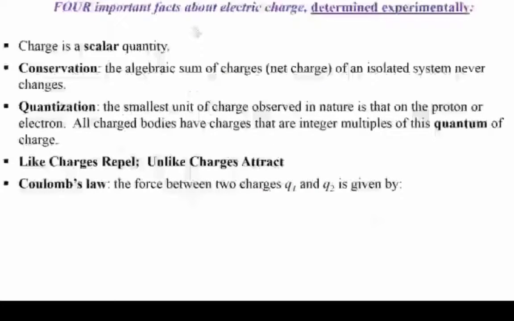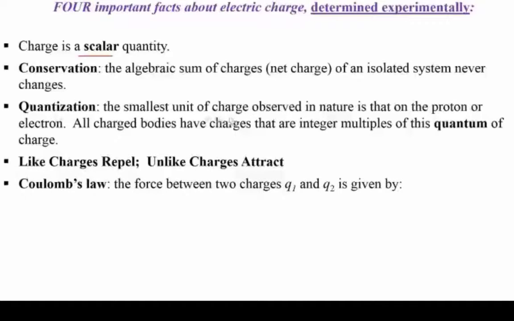So there's 4 important facts. All of these are determined experimentally. First one is that charge is a scalar, does not depend on direction. There's conservation of charge. The algebraic sum of charges, the net charge of an isolated system, never changes. As far as we know, that's true of the whole universe. Total charge in the universe is conserved.